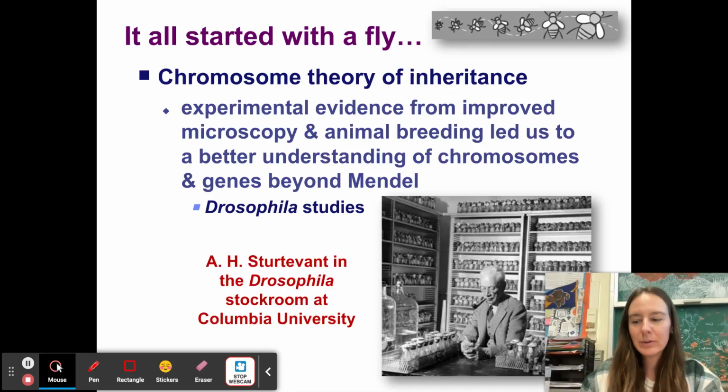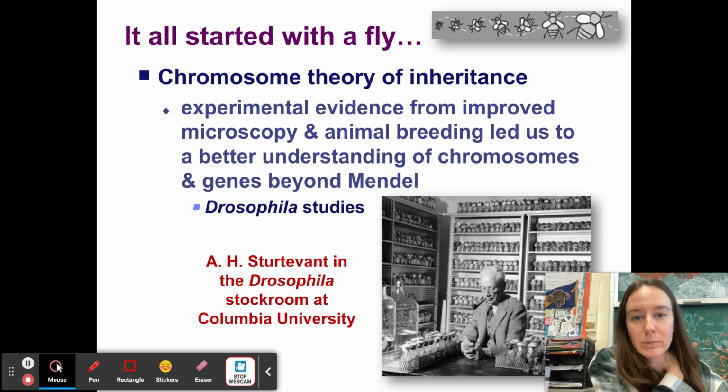So Gregor Mendel was able to use his pea plants to study and basically predict what would happen in phenotypes if certain parents were crossed and predict what the offspring would be. But it wasn't really known how this was happening until the chromosome theory of inheritance, which started to come around in the early 1900s when scientists started understanding DNA better and how DNA is transferred from parent to offspring. And part of this comes from experimental evidence and improved microscopy, so microscopes, and now starting to use animal breeding. We are able to understand genes beyond what Mendel saw.